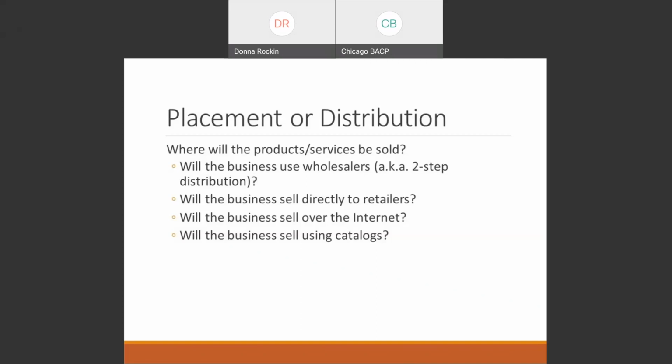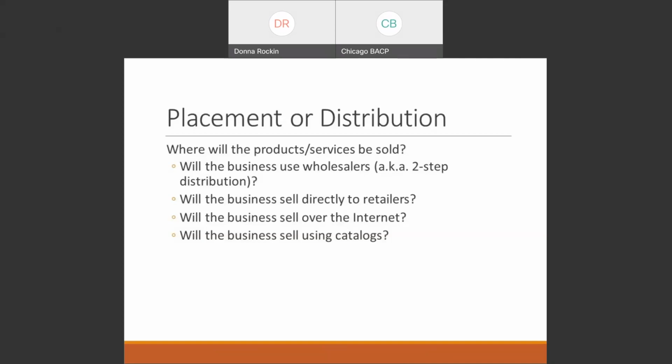Will the business sell catalogs? Now, sometimes catalogs are used for special events. Fannie Mae usually, and that's a local Chicagoland company, has catalogs at Thanksgiving, Christmas, Easter, maybe Mother's Day. And Land's End has a catalog every other day.